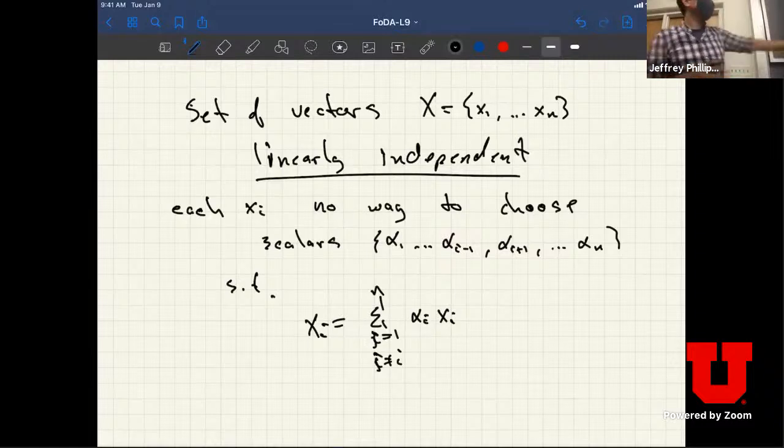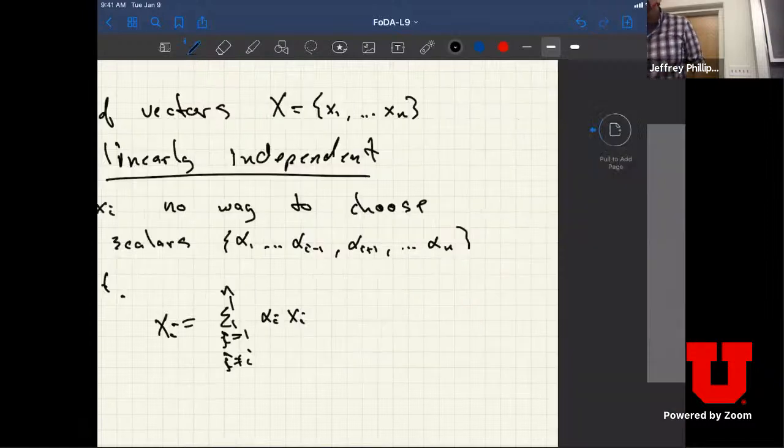Because if I can recreate one of them, then I can factor it out by choosing the alphas a little bit more carefully, setting that alpha equal to 0. So this is when a set of vectors is linearly independent.